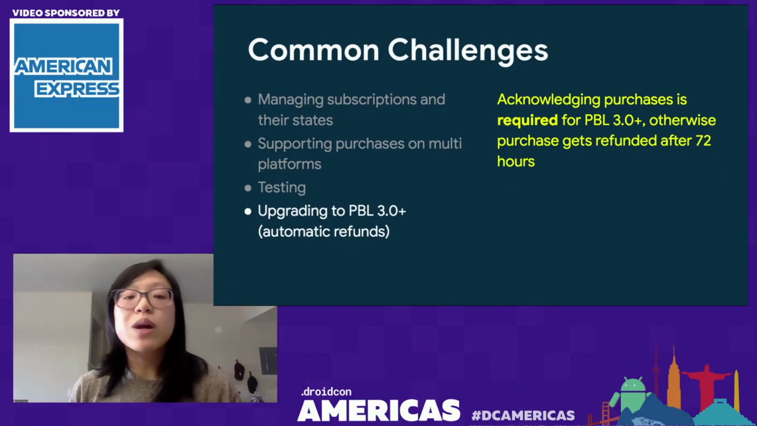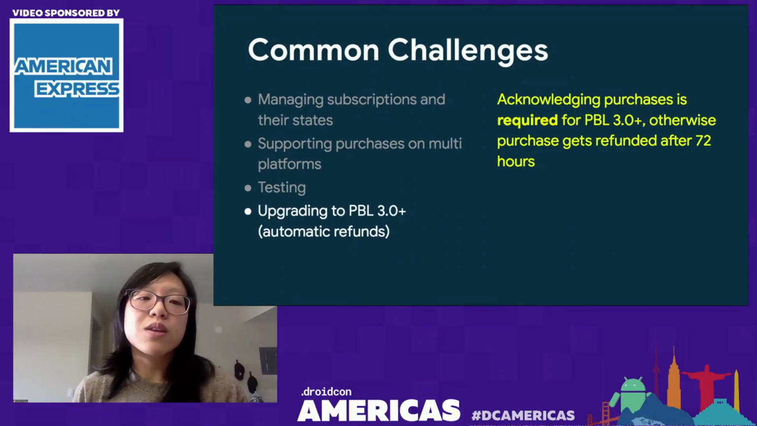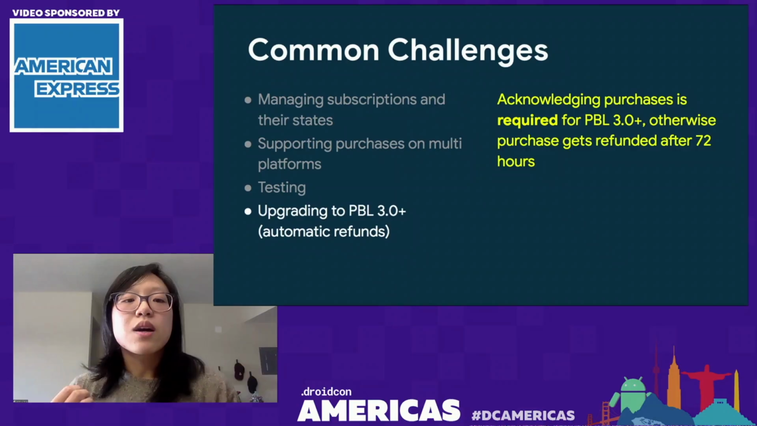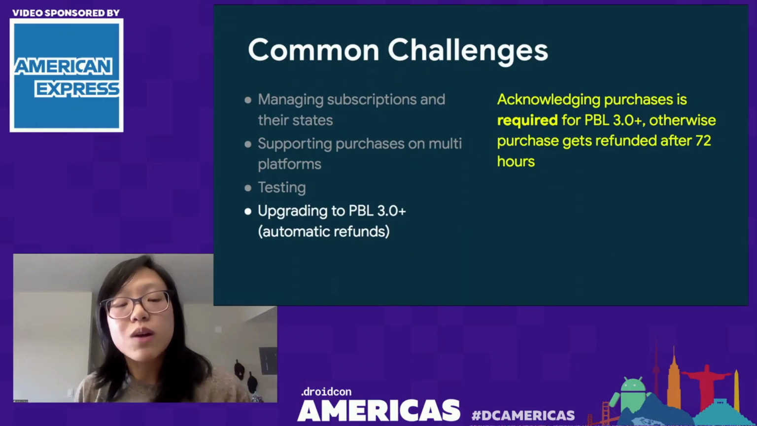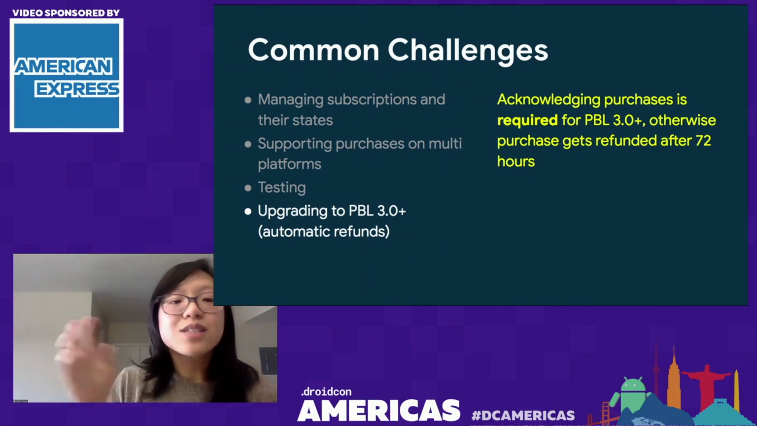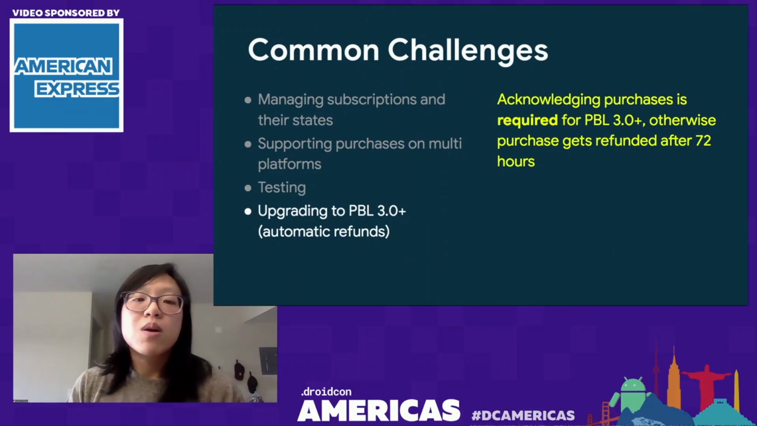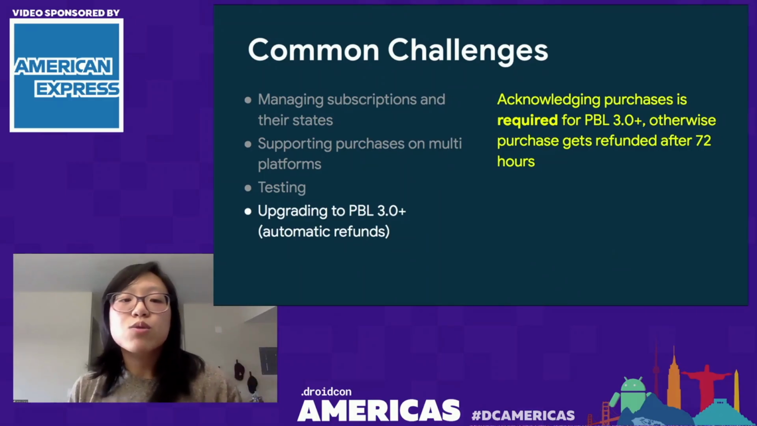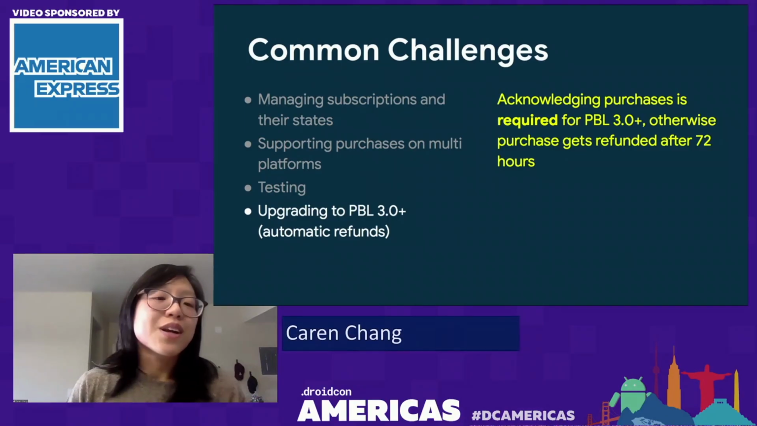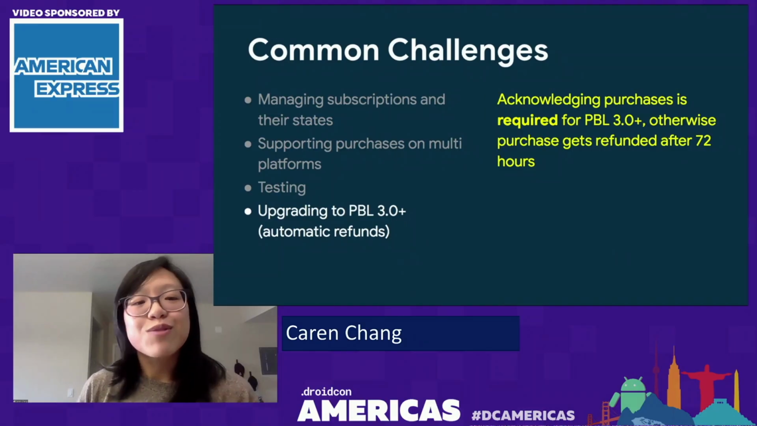If you have a backend, you might want to acknowledge it in the backend to make sure that there aren't fraudulent purchases. But if you don't acknowledge purchases, then any purchase that the user makes will be refunded after 72 hours. So if you're seeing these weird refunds coming in after 72 hours, it's probably because you're not handling the acknowledgement. And this is a little bit tricky because upgrading from Play Billing library 1.0 to 3.0 or 2.0 to 3.0, you won't automatically see this as a compiler error or a build error. You'll only see it when you start seeing a bunch of people getting refunds.